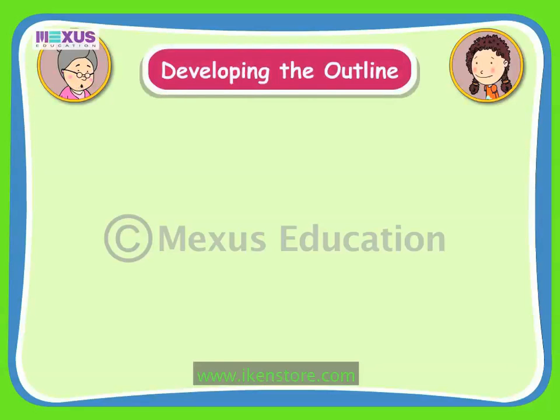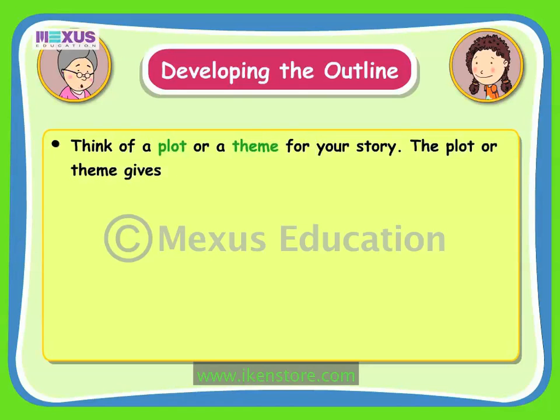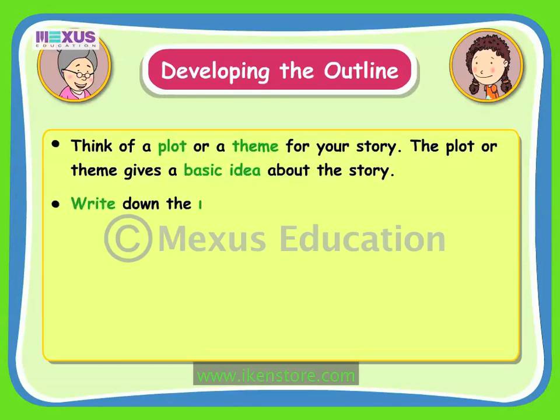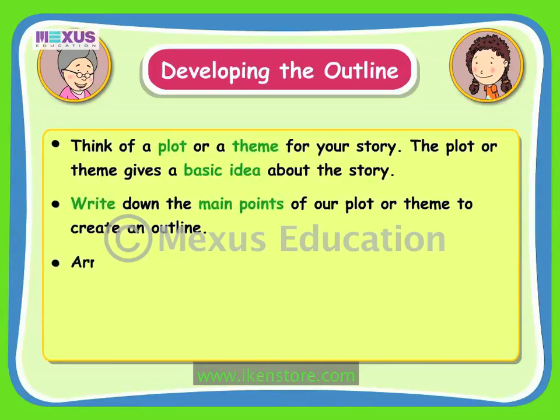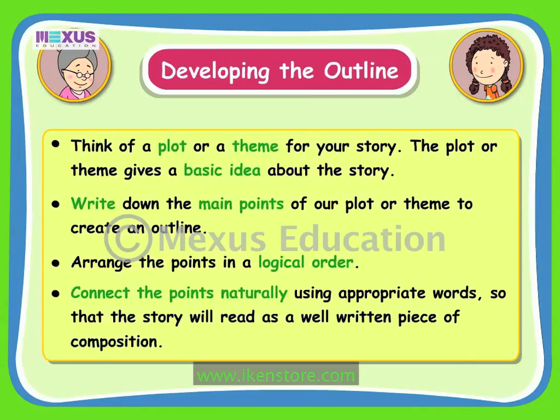Now we have to come up with ideas to form a rough draft or outline for your story. To develop an outline, think of a plot or a theme for the story. The plot or theme gives a basic idea about the story. Once we think up a theme or a plot, we then need to write down the main points of our plot or theme to create an outline. We will then arrange the points in a logical order. Connect the points naturally using appropriate words so that the story will read as a well-written piece of composition.